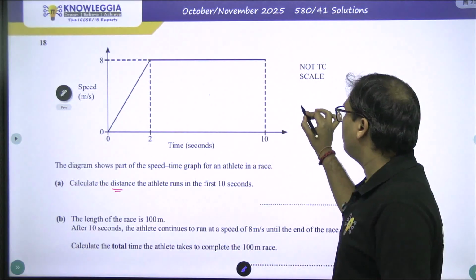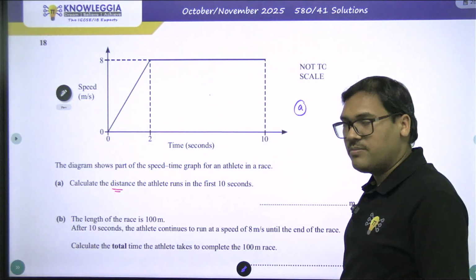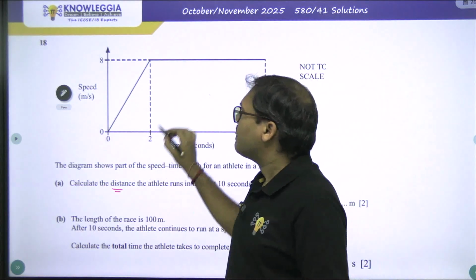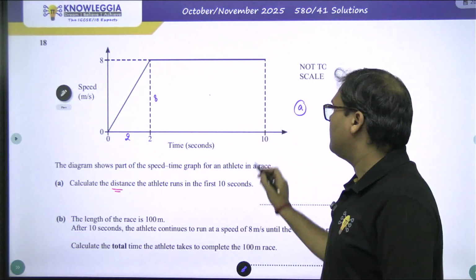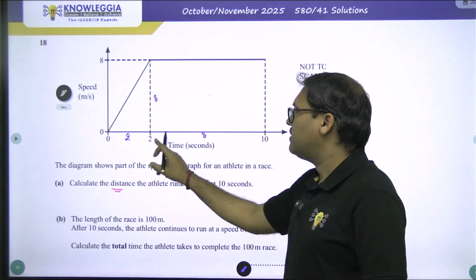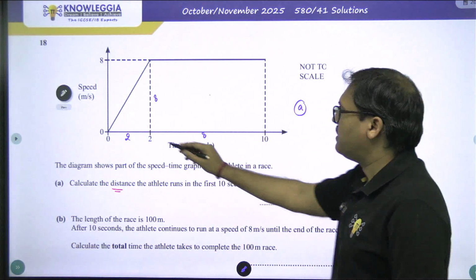So what is the area? You can see for the first part, what is the distance traveled? Basically the area. So this is 8 and this is 2. Correct? And this is 8, that is 10 minus 2. Correct? So what is this area? This is half.